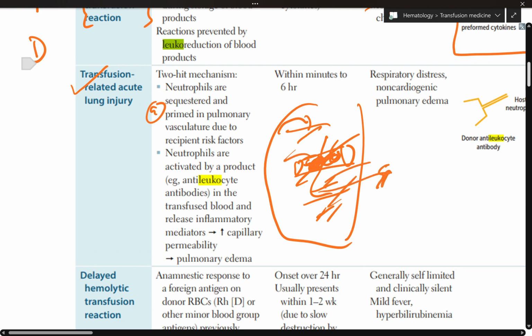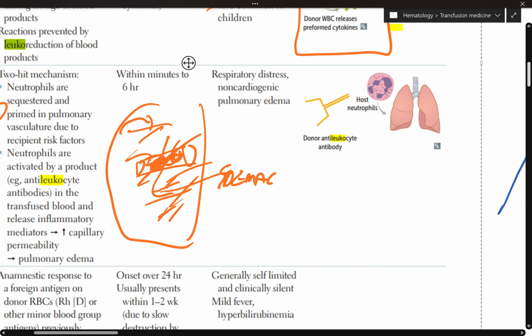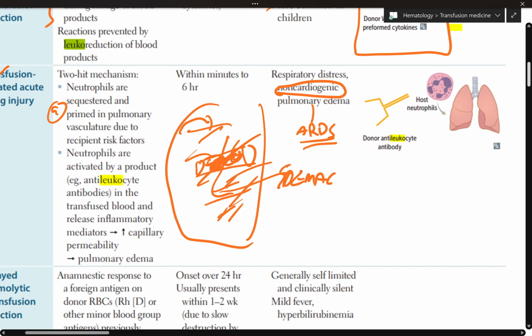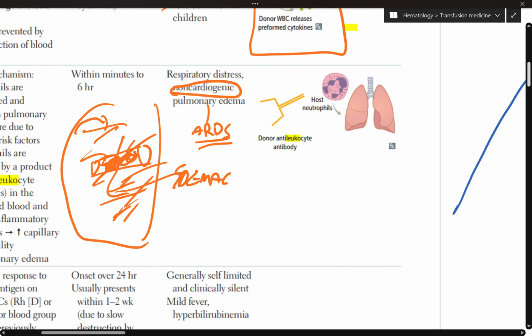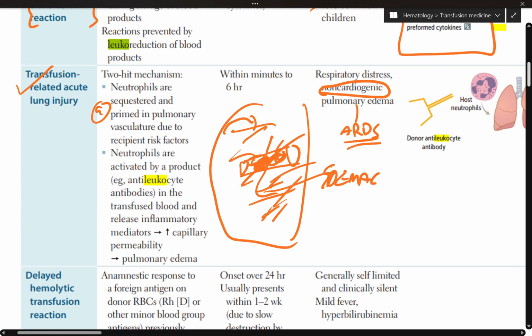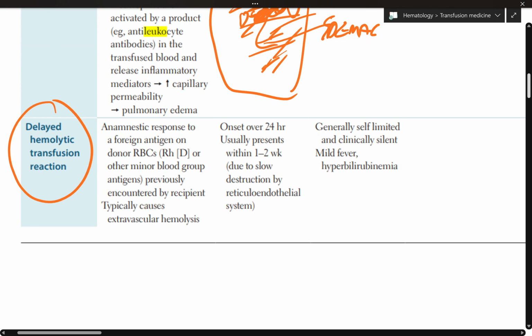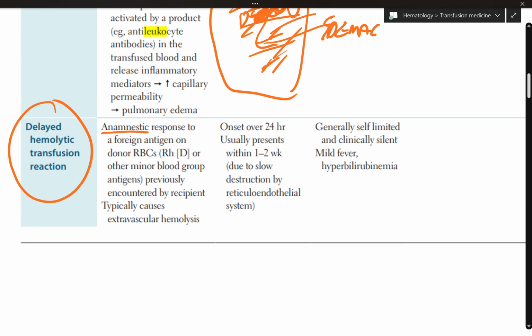And then you have pulmonary edema, and it is non-cardiogenic pulmonary edema, very similar to ARDS, but this is not ARDS, this is transfusion related lung injury. So it can be confused with ARDS because it is very similar. And then you can have a delayed hemolytic transfusion reaction. Now what is this? This is an anamnestic or forgotten response to a foreign antigen, and the onset is after 24 hours, usually presenting within 1 to 2 weeks due to slow destruction by the reticuloendothelial system.